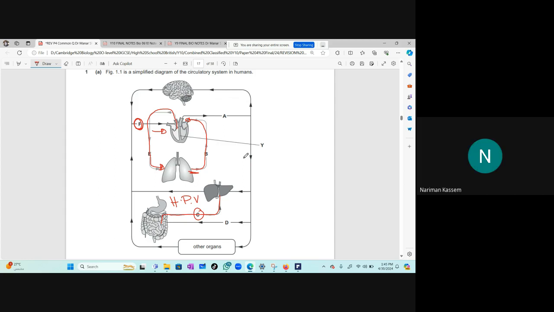Okay. State all the letters that represent arteries. Anything going towards the heart or away from the heart? Away from the heart. Yes. So you will look for the arrows going out of the heart, which is A and D and E. Correct. Okay.